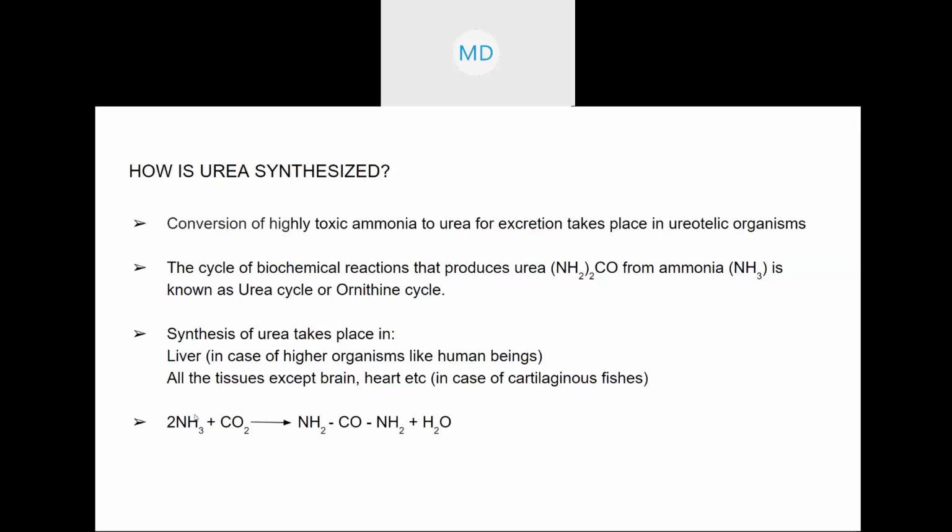So basically, it is a long process. Even though there are many intermediate steps, overall you can just see that when ammonia is formed, it reacts with carbon dioxide and forms urea. Urea is a little bit less toxic. Those organisms which cannot excrete ammonia, the terrestrial organisms, convert ammonia into urea and excrete urea.